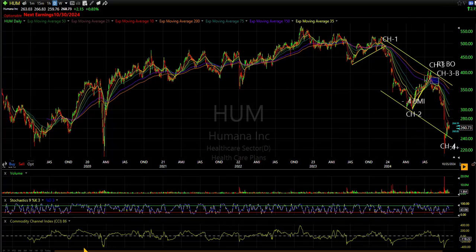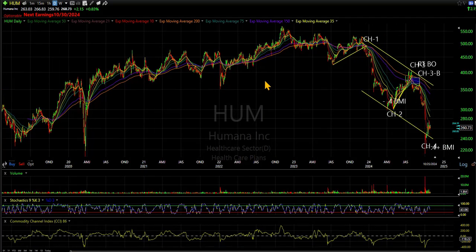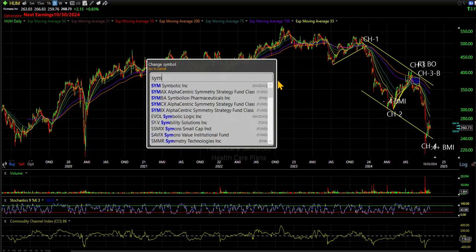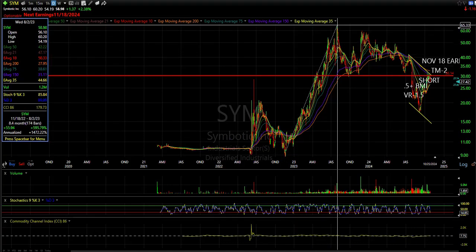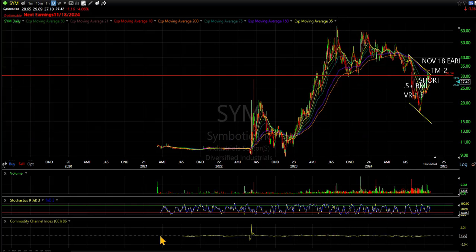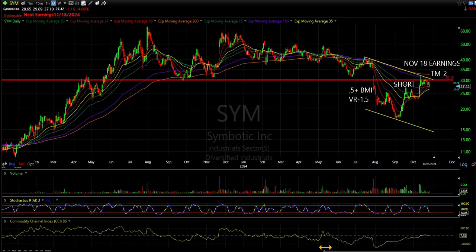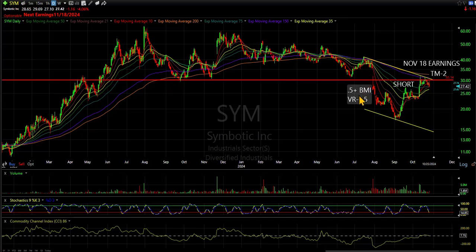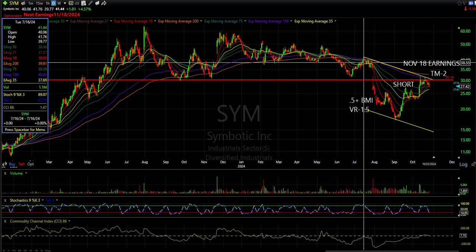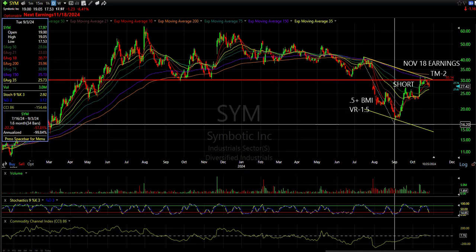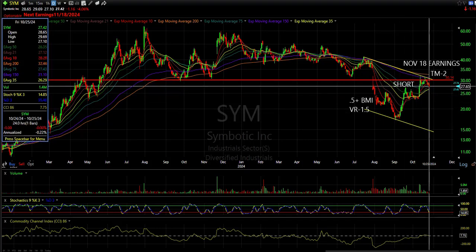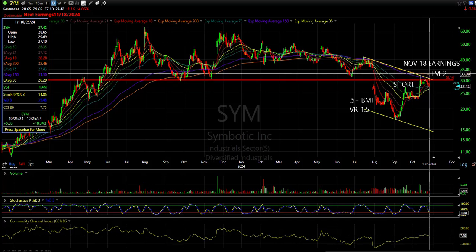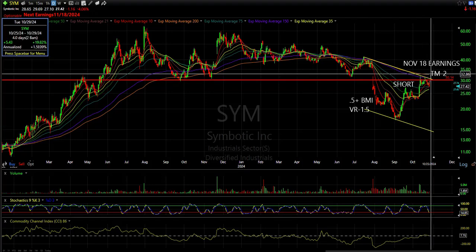So let me just revisit the trade I posted yesterday, SYM. And you can see right here again, this is another situation where big gain, 600%. And you got a 0.5 plus BMI, CH1, CH2, CH3. Now it may shake out quicker, or it may try to get above a 200 MA before it goes down.